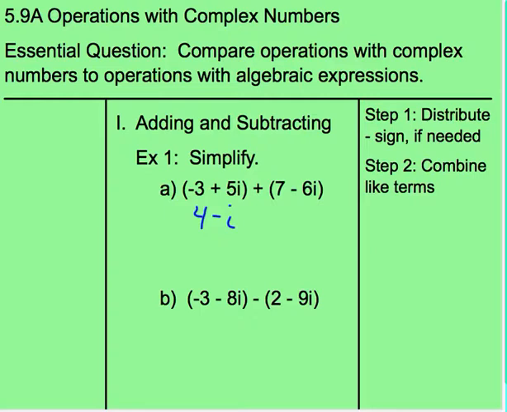And then part B, I'm going to distribute that negative sign, so I'm going to add the opposite. Negative 3 plus negative 2 is negative 5, and negative 8i plus 9i is positive i.